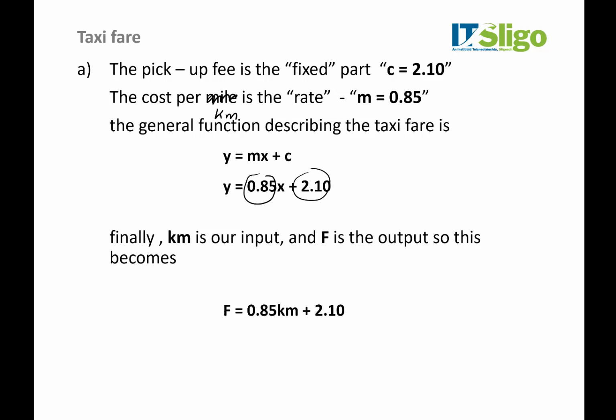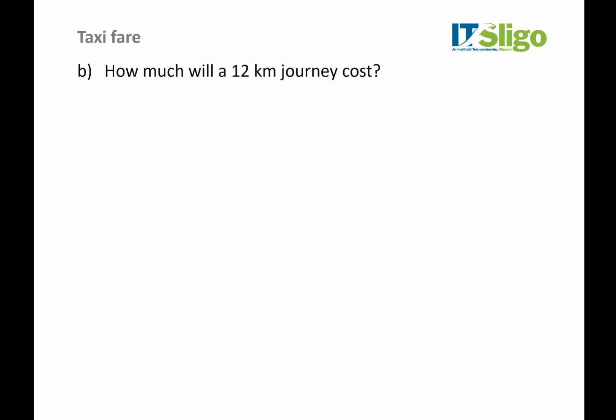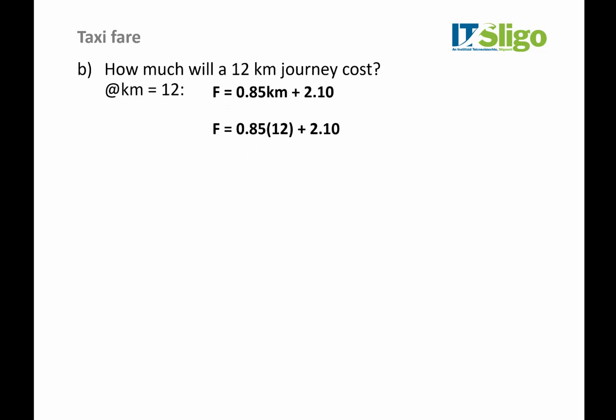Now that we've established this, guys, we can answer parts B and C. How much will a 12-kilometer journey cost? At km equal to 12, we just feed it into the formula. And a 12-kilometer journey is going to cost €12.30.